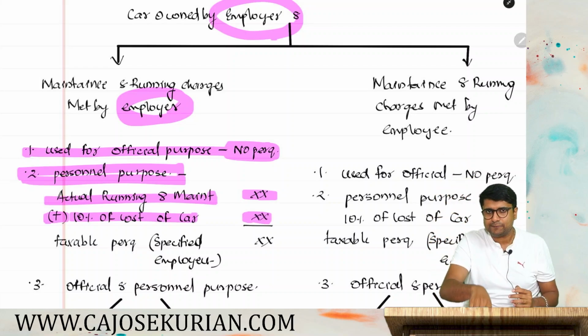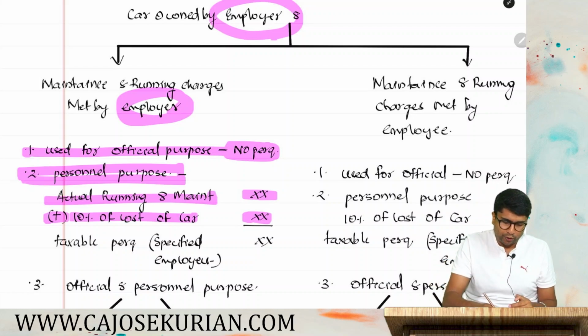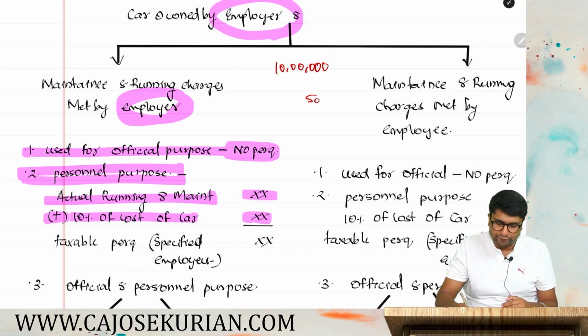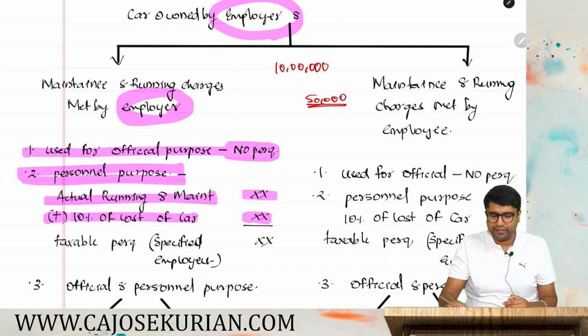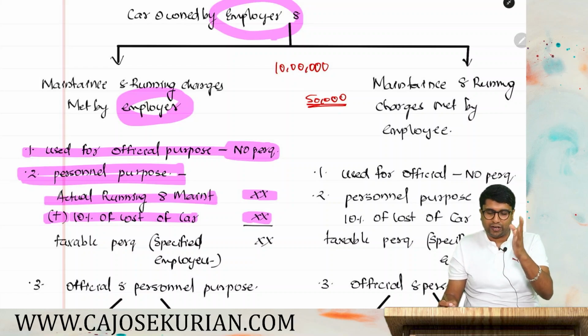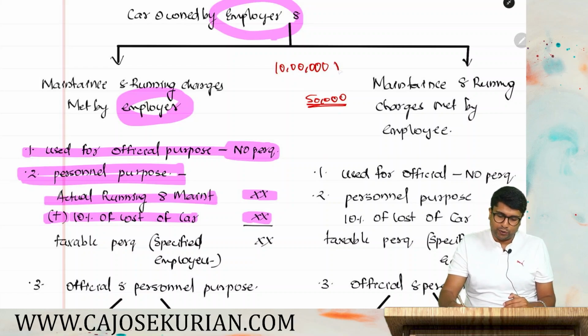So listen friends, say for example, the employer has a car having a value of 10 lakh. Every year the employer is incurring running and maintenance charges of 50,000 rupees. Now you tell me, for one full year, I have used that respective car for my personal purpose. How do we value the perk? For ownership, you take the original cost of the car into 10%. That will be 1 lakh. Plus the running and maintenance charges of 50,000. So that will be 1,50,000 shall be the taxable value of perquisite.